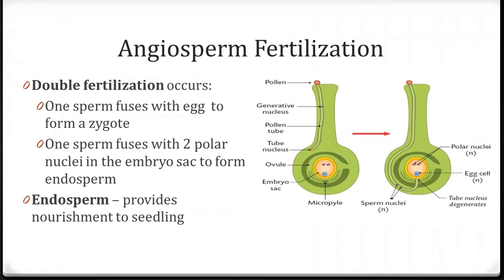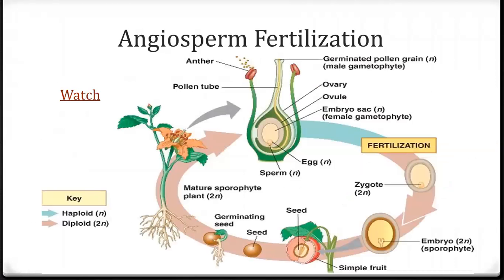Double fertilization occurs. So one sperm fuses with the egg, and one sperm fuses with two polar nuclei in the embryo sac to form the endosperm. The endosperm is the part that will provide nourishment to the seedling. I'll post this too, you should watch that. This is just a recap.